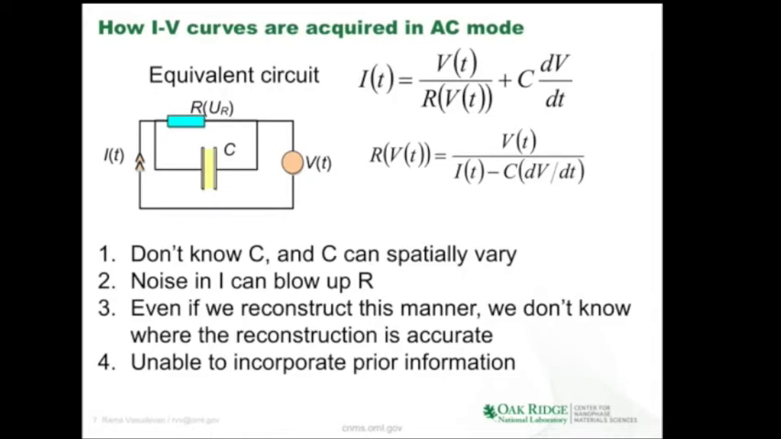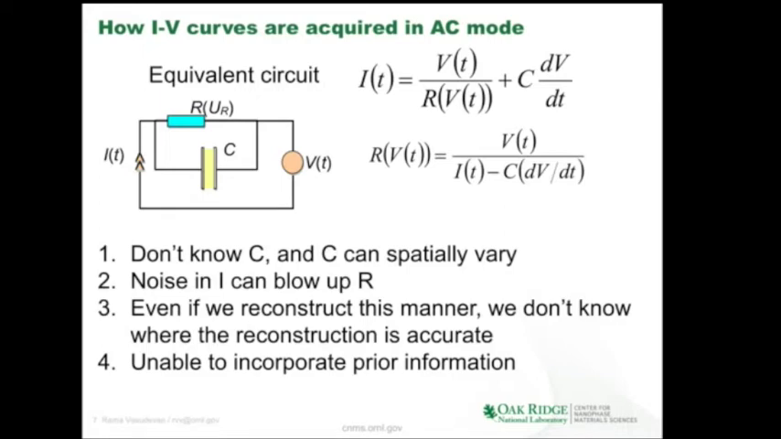And this is a real problem, which means that when you get to lower voltages, you really are uncertain in your resistance. But the problem is that we don't have any error bars, so we can't quantify this uncertainty using our direct inversion method. So that's the third problem. And the fourth problem is really that we are unable to incorporate prior information.